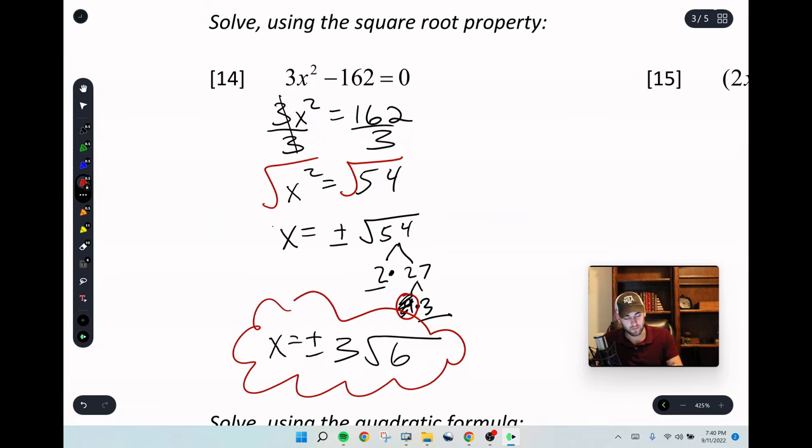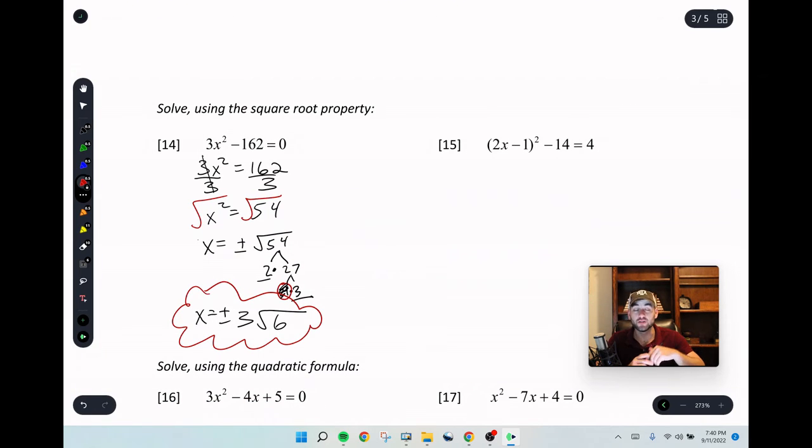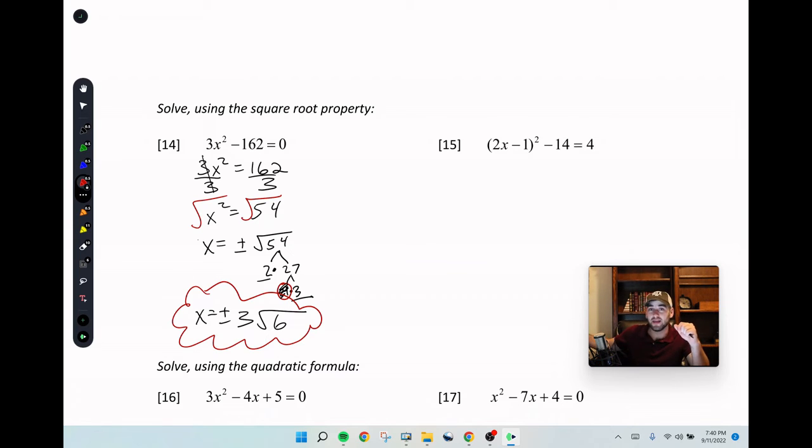Not too crazy. So that's why the square root property takes a lot less steps, right? That was a lot less steps than that first one. So if you notice that that b term is missing, you can use that property to kind of take a little shortcut. Could you use the quadratic formula? Absolutely, if your brain remembered to put a 0 in anytime you see that b term.